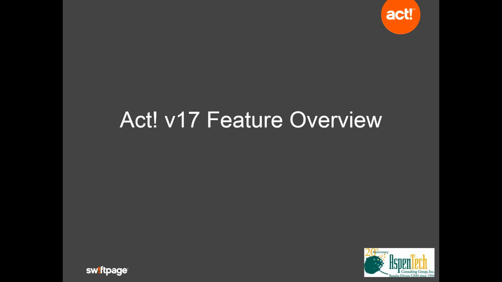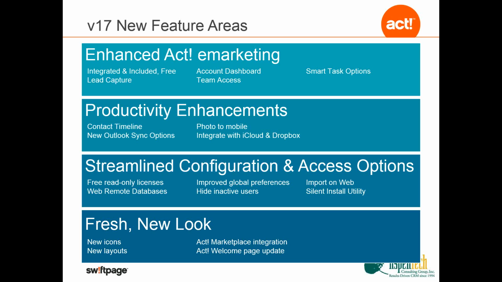Let's take a look at some of the new v17 features here. There's a few key categories in which these fall into. Under enhanced e-marketing, there are free basic accounts for your entire team included with every v17 purchase. It's not an additional subscription. It's included for free with ACT v17. You can create simple web forms to capture leads and bring them directly into your database. There are team-level accounts now for ACT e-marketing that give you the ability to send as other users, share templates, and also gives you an account dashboard. There's e-marketing features that can now be incorporated into smart tasks.